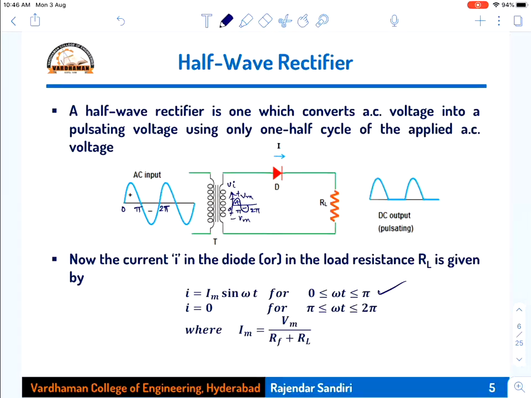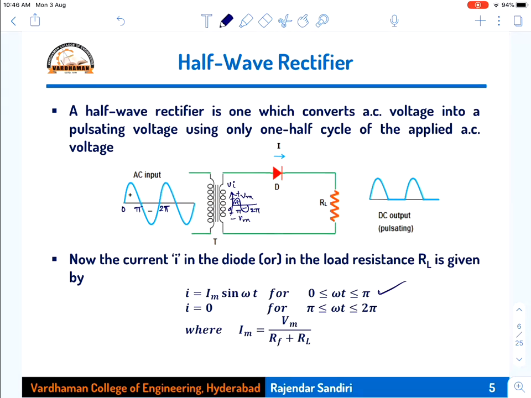So for the positive cycle of the input, what happens? I already told when the diode will be forward biased. If the anode voltage is greater than the cathode voltage, then the diode is said to be forward biased. Here the anode is connected to the positive terminal, so the diode is in the forward direction. Forward biased means you get a short circuit, and short circuit means you will have a current.